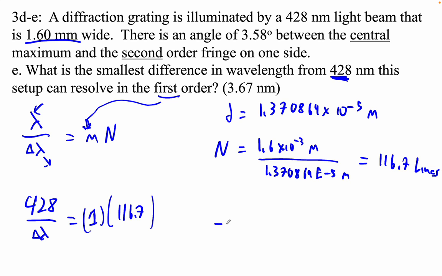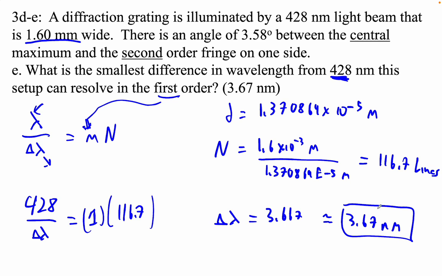And I get that the difference in wavelength we can resolve is kind of big. Okay, this isn't good, right? You want this to be small, so that we can resolve very small differences. But we can only resolve 3.667, so it's about 3.67 nanometers. And that's because, I guess, a really good diffraction grating has thousands of lines, and this one's only 729 lines per centimeter. So anyway, yeah, there you go.